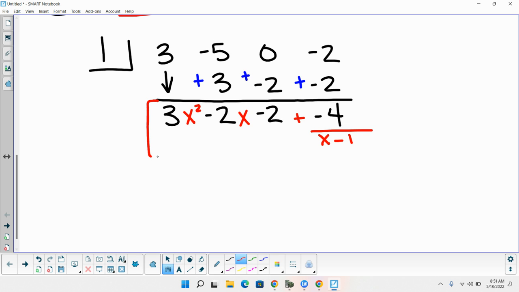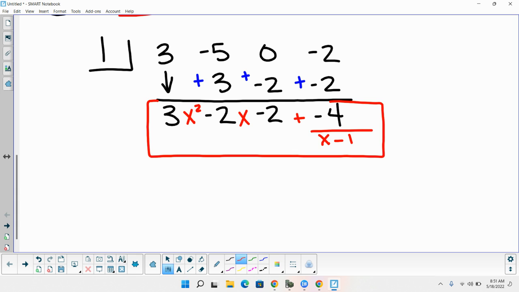Okay, this here is our answer. Remember, it's 1 less for your variable. So it started out x cubed, that's why it's 3x squared in our answer. Okay, if there was a 0 where the -4 is, then we don't have a remainder, okay?